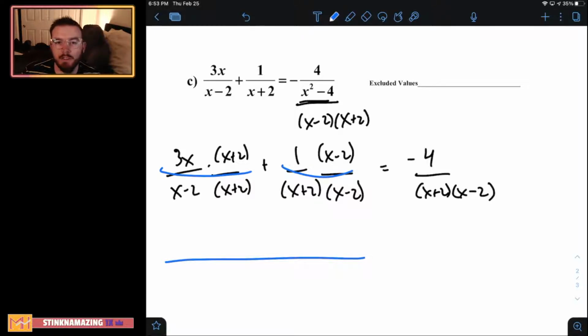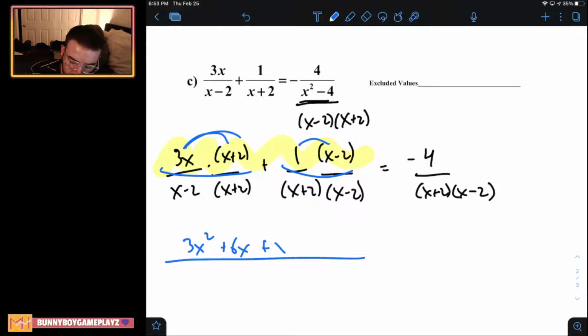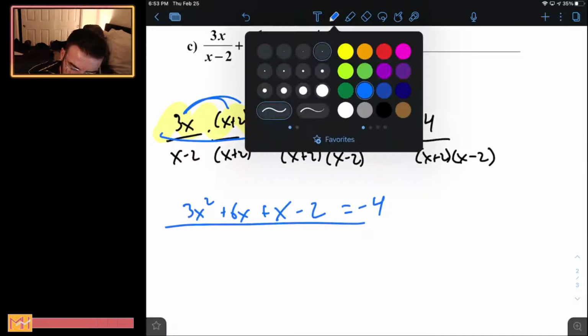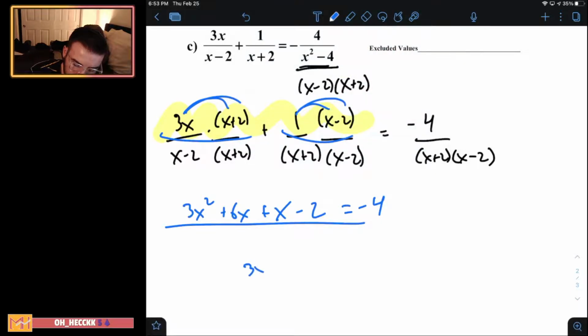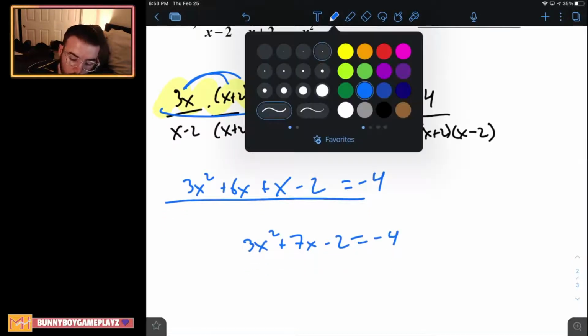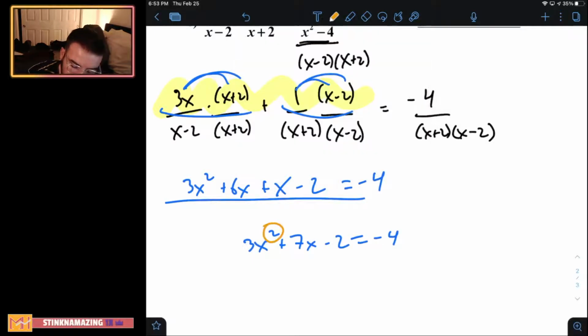So here's a few answer choices for you. You should have got 3x times x, which is 3x squared, and 3x times 2, which is 6x. Then 1 times x, which is 1x, and 1 times negative 2, which is minus 2, equals negative 4. As it turns out here, we have a little bit that combines. We end up with 3x squared plus 7x minus 2 equals negative 4. And guess what? This is a quadratic equation because we have a squared, so we must set it equal to 0 and factor.